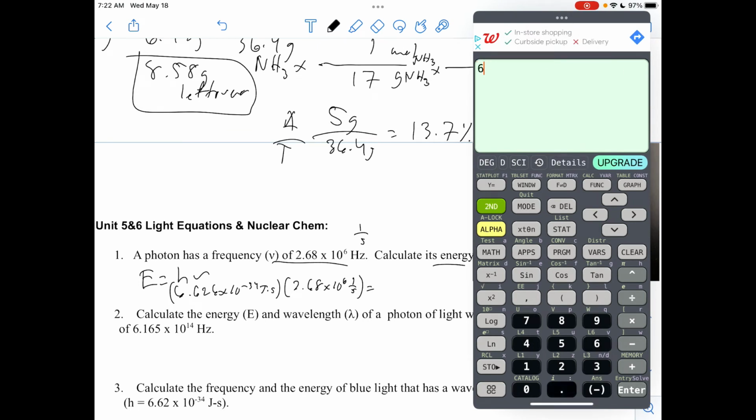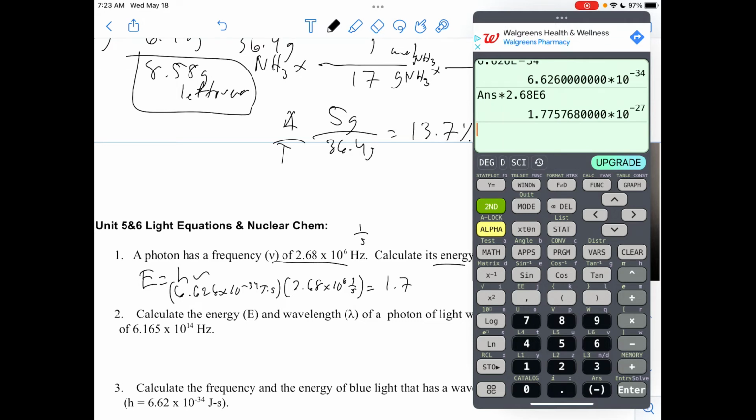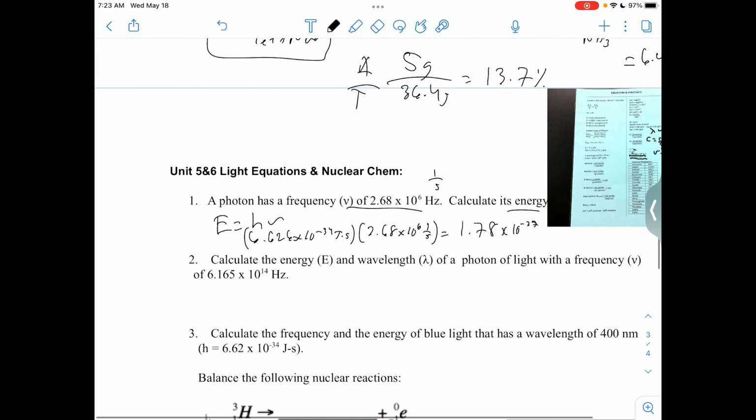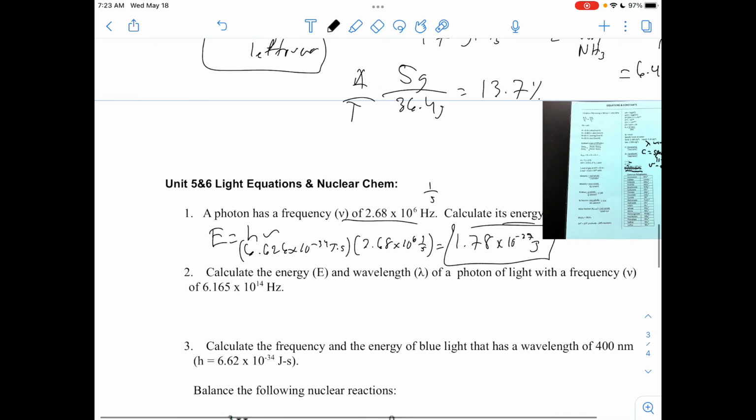So let's see, 6.626 E negative 34. I'm going to multiply that by 2.68 E6. Okay, that's going to give me 1.78 times 10 to the negative 27 joules. Okay, joules.